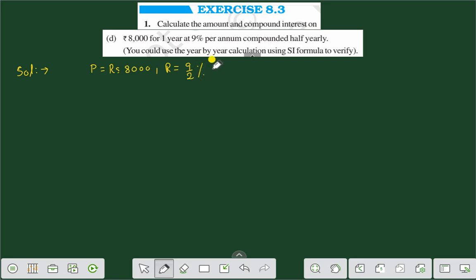9 by 2% per half yearly. 9% per annum means 9 by 2% per half yearly. And n, that is time, the number of years, is 1 year. That is, 1 year is equal to 2 half years.